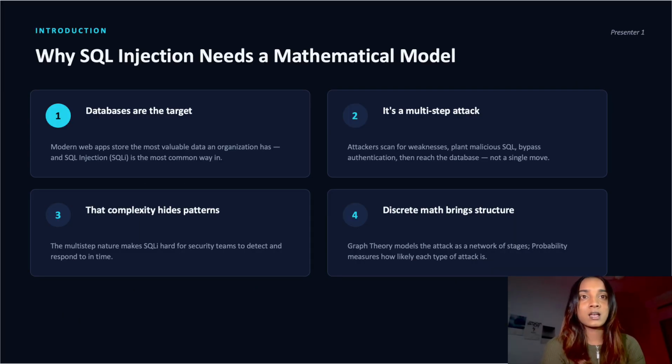Our core idea is that this attack process can actually be predicted mathematically. We modeled it as a directed graph where nodes represent system components or attack stages, and edges represent the transitions between them, each carrying a weight based on time, skill, or resources required. Using an algorithm like Dijkstra's, security teams can find the attacker's lowest resistance path to the database and prioritize the defenses accordingly. Next, my groupmate will walk you through how graph theory was used in this project.